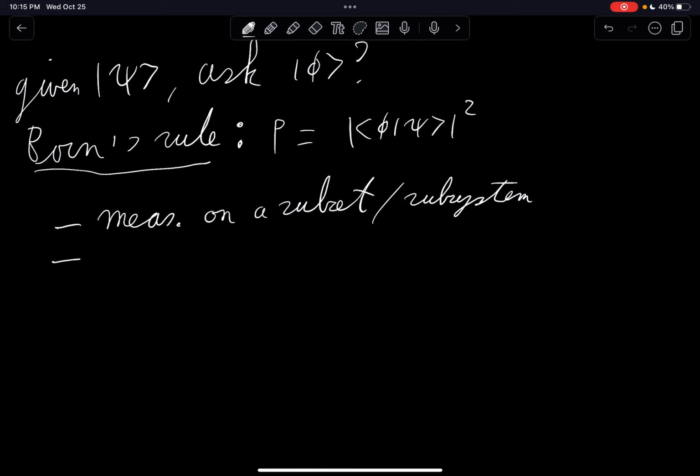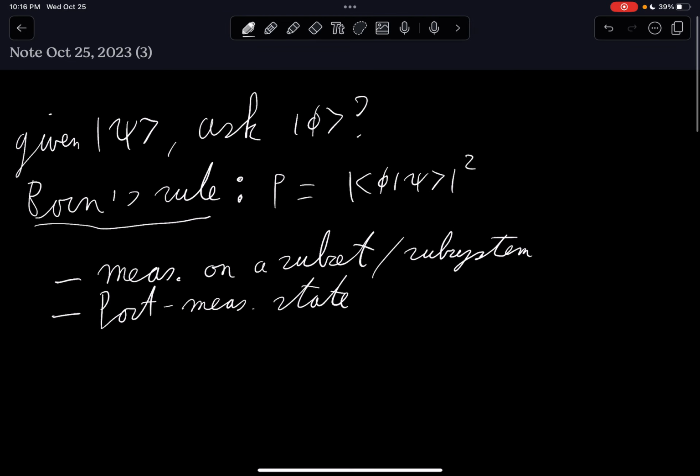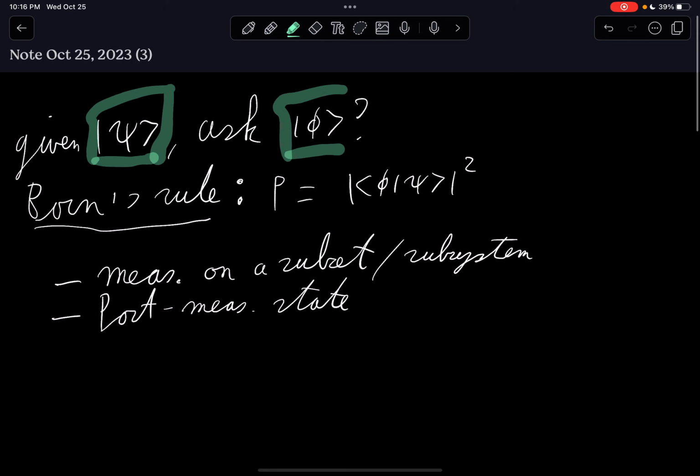And not only will this be useful for measuring subsets and subsystems, with this new general formulation, we will also be able to describe what our post-measurement state will be. In the case that I described above, the post-measurement state was kind of obvious. If I start with psi, and I now ask, oh, are you phi? And I get yes, well, then the post-measurement state is, of course, phi.